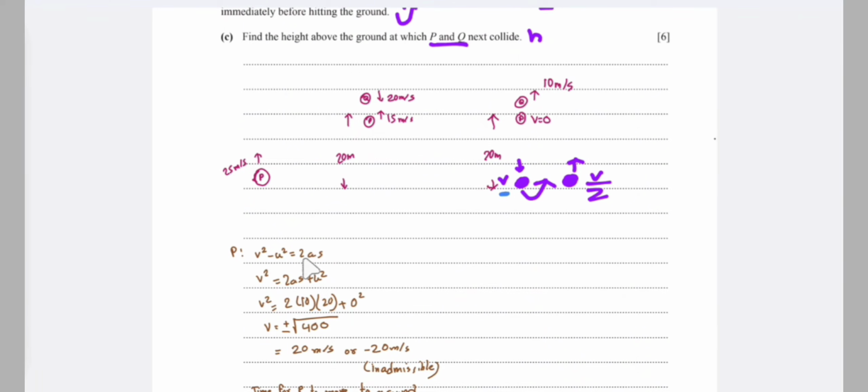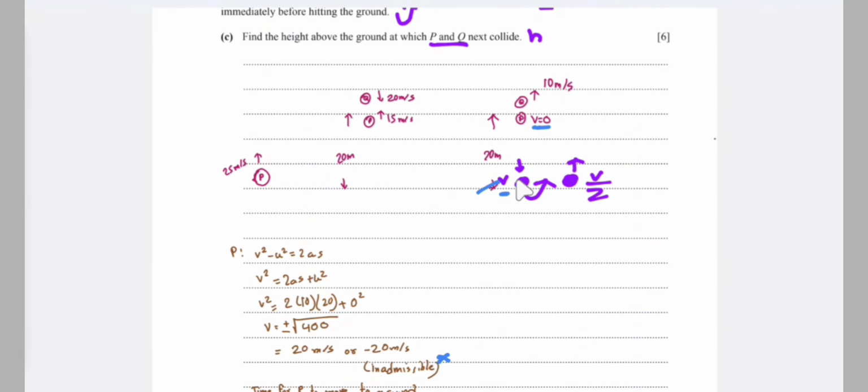So v square minus u square is equal to 2as. So v square is equal to 2as plus u square. So 2, and acceleration due to gravity is 10 meter per second square. So 10, and the distance is 20 meters. The initial speed is 0, as it is initially at rest. So we find the value of v, that is 20 meter per second, or negative 20, and negative 20 is inadmissible, not acceptable.